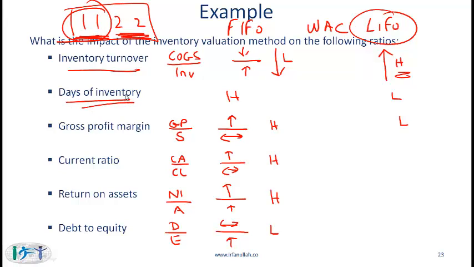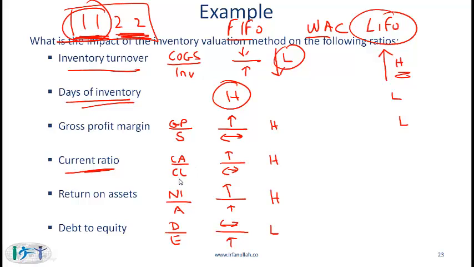Days of inventory, we don't need to do much work here. With LIFO, if inventory turnover is low, then automatically we know that days of inventory is high relative to the other methods. Gross profit margin is gross profit over sales. Since we know that COGS is low for FIFO, that means the gross profit is high. Sales numbers are not impacted by the accounting method. So if the numerator is high, then FIFO will give us the highest gross profit.